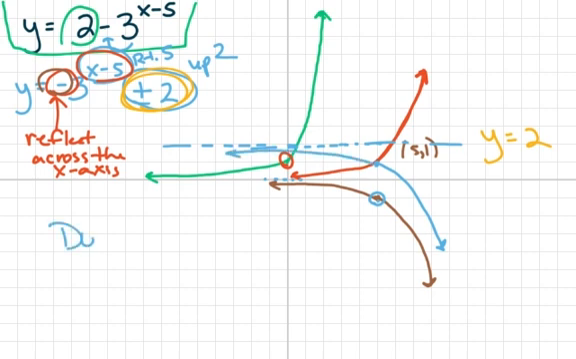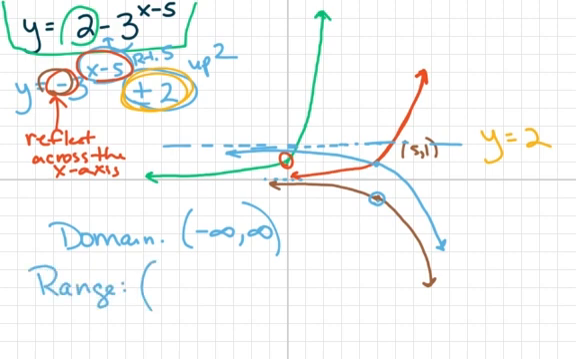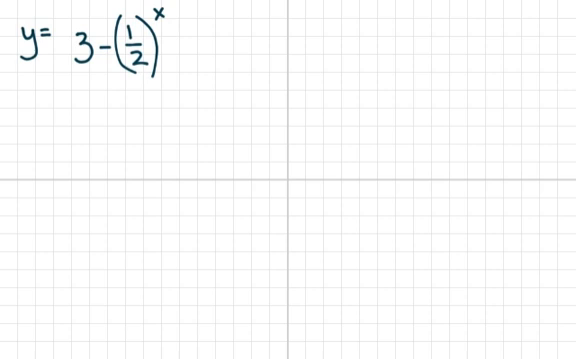So my domain, what's your domain? Always all real numbers. Any exponential function. You can plug in anything you want. Your range, now this is the first time we've had this tricky part. Notice he's shooting down to -infinity, but he can only go up as high as this asymptote. So your range is -infinity to 2. Okay, I think you had one like this in your homework.